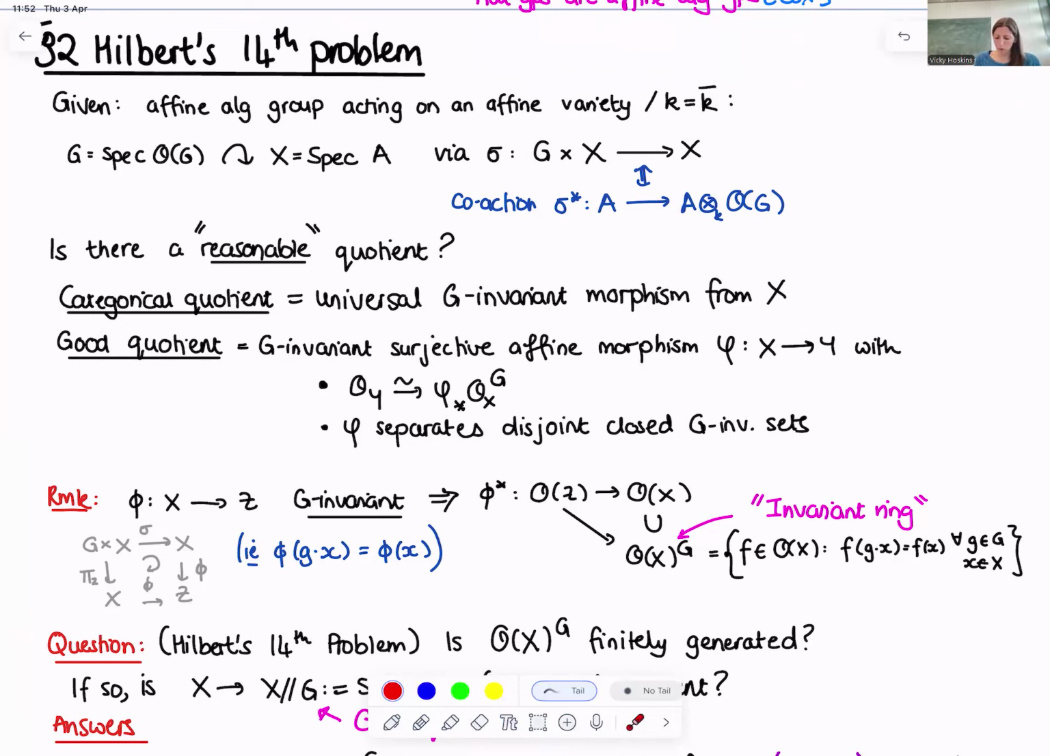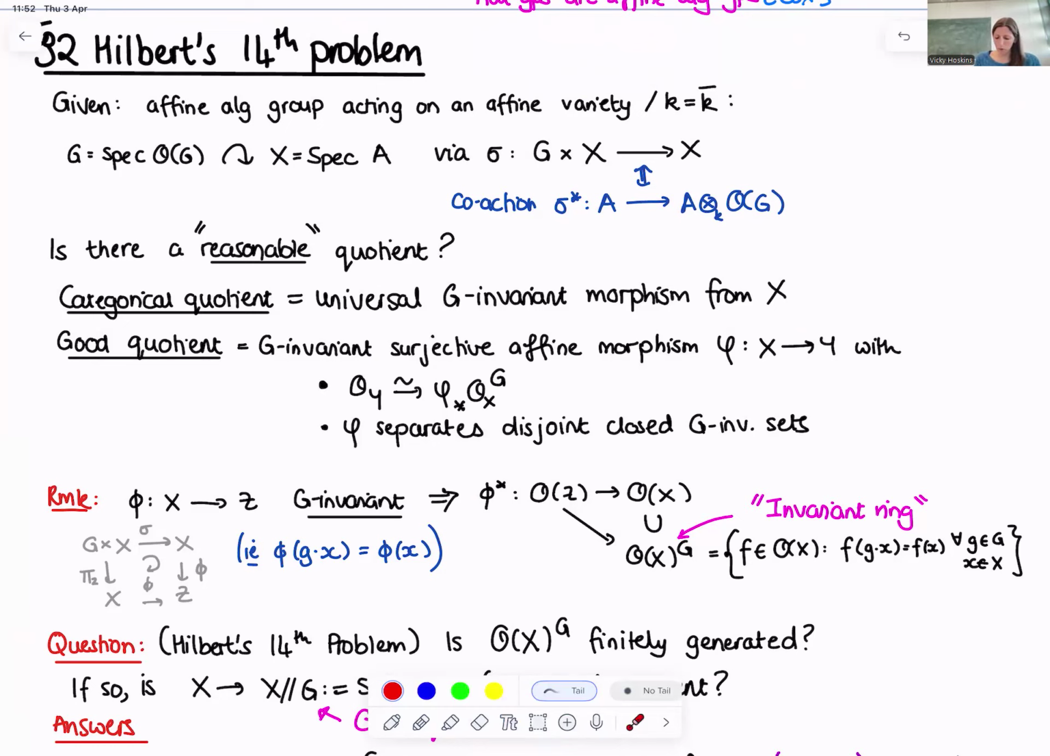Let me just say a few things. If you take a morphism from X which is G-invariant, i.e. constant on the orbits, then if you look at the corresponding map on functions, this factors via the G-invariant functions on X. These are the functions on X which are constant on orbits as well.